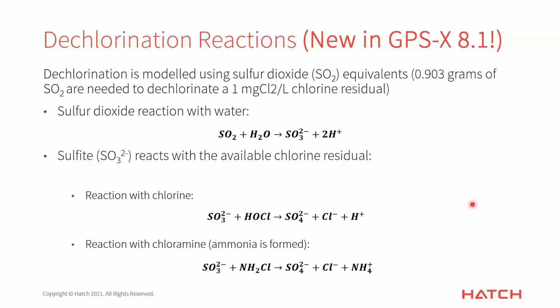So it can react with either the free chlorine residual and produce sulfate, chloride, and hydrogen ion, or it can react with chloramine, in which case, instead of the hydrogen ion, it's producing an ammonia ion. And we actually capture this in the model as well. So if you are going to dechlorinate a chloramine residual, you will see ammonia produced in the GPSX model.